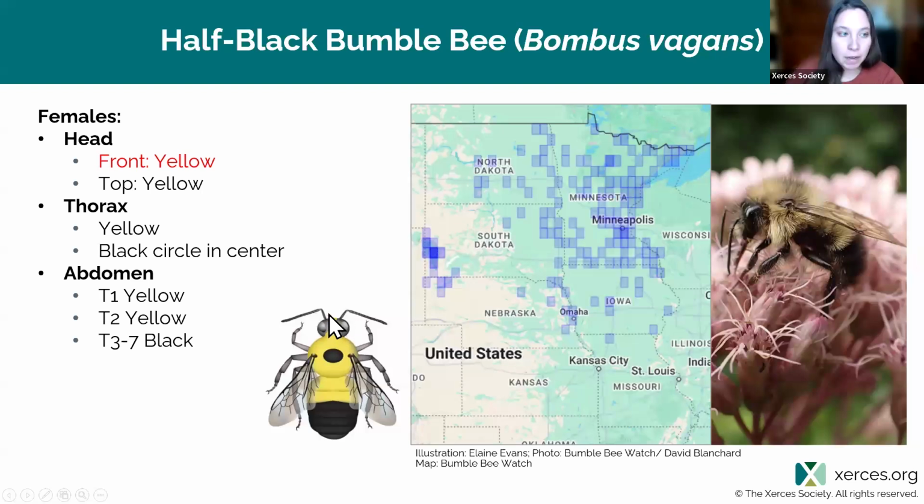One thing to look out for, like many of the males that we've discussed today, are yellow hairs. This bee species tends to have yellow hairs on the front of the face for males.